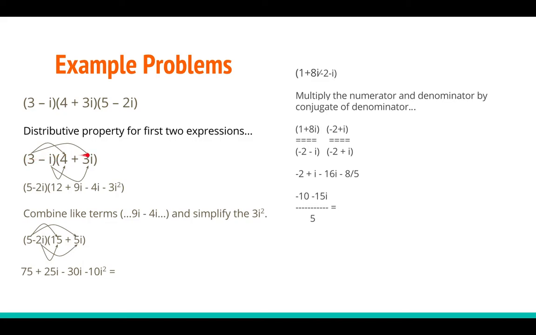3 to the 4 and the 3i, and then the negative i to the 4 and the 3i. And what that'll do is distribute to 12 plus 9i minus 4i minus 3i squared. And what you want to do is combine like terms, 9i minus 4i, and simplify the 3i squared. That's all going to break down to 15 plus 5i.